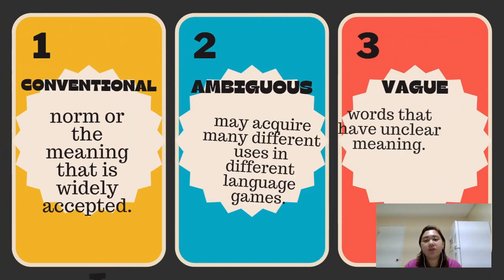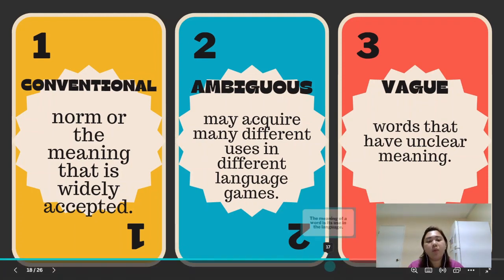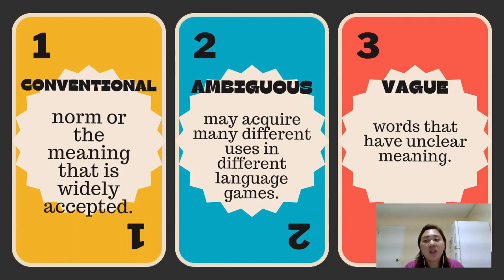First, we have conventional or standard. Conventional or standard use of a word is the norm or the meaning that is widely accepted. This is the word that is generally used by many individuals. For example, we have father, mother, brother, family. So we have that common belief, that common thing where we use those words with the same meaning or in the same language game.